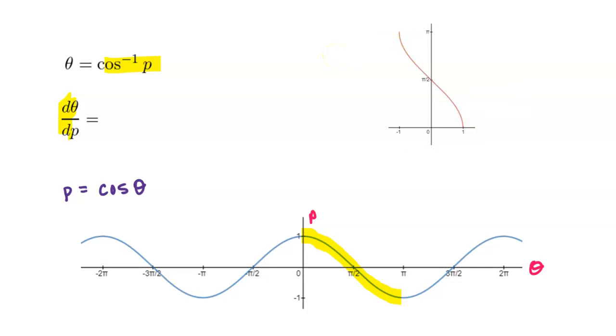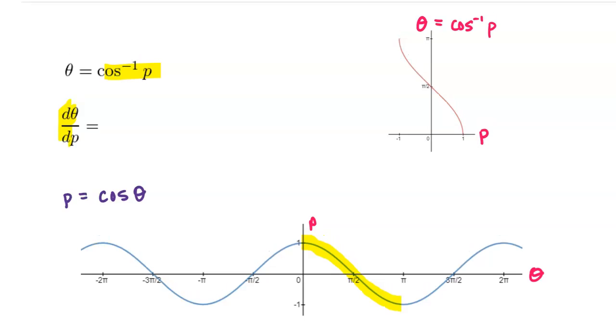So now, instead of p being on the vertical axis, it's on the horizontal axis, and theta is now on the vertical axis. So now we've got theta equals the inverse cosine of p. So pause the video now and try to sketch what you think the graph of the derivative of inverse cosine will look like.